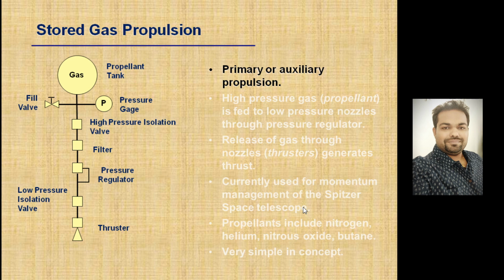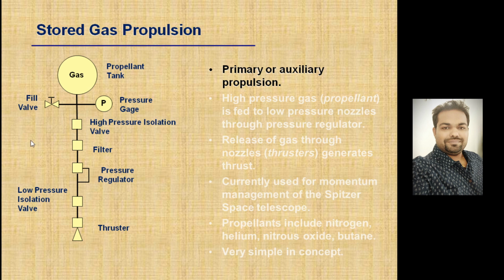So if we go for the first case, as I said, the stored gas propulsion. Stored gas propulsion is nothing but where you store a particular gas at high pressure in a tank, then send it via a valve and pressure regulator through a thruster to generate thrust. This is basically known as primary or auxiliary propulsion. So look at the schematic diagram here.